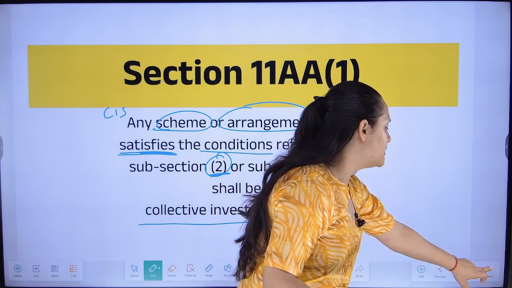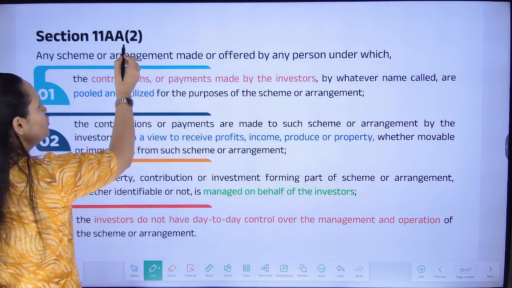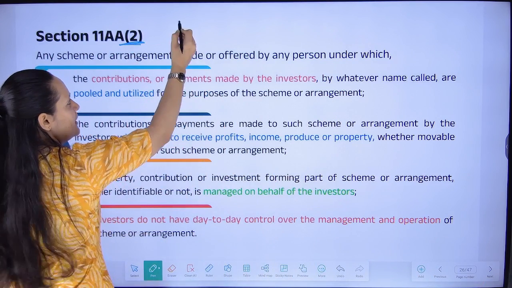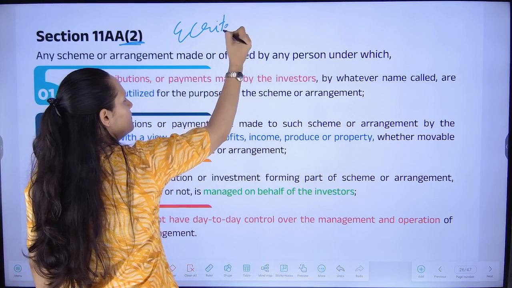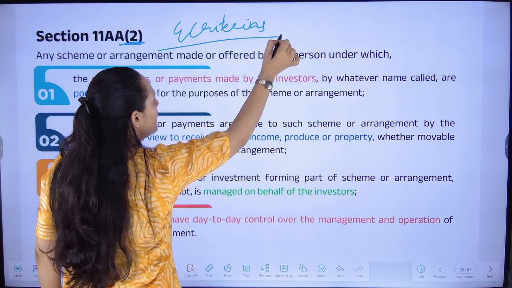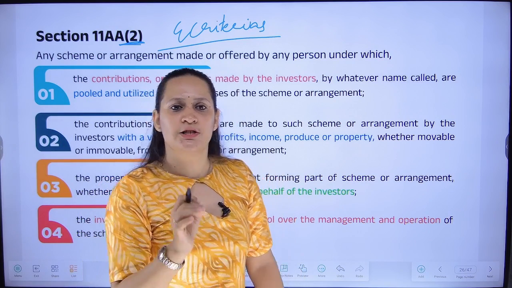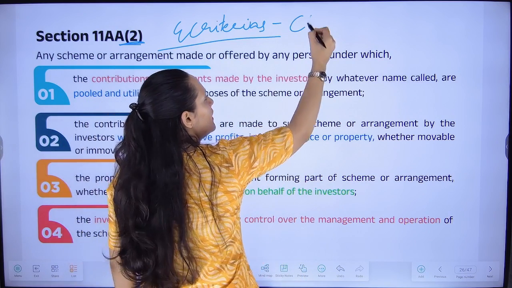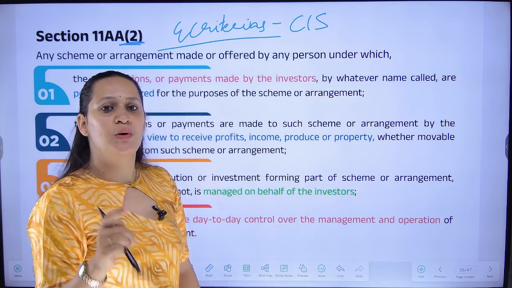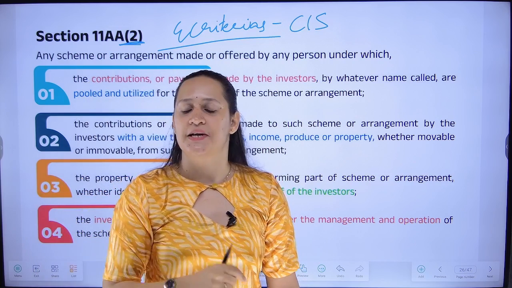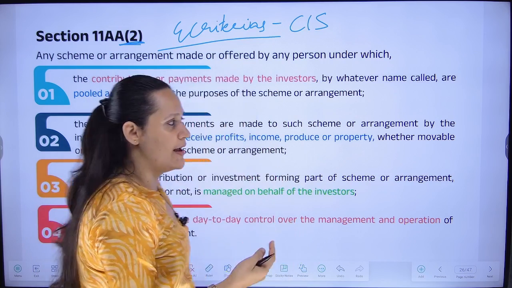So let's see what is subsection 2. Subsection 2 lays down 4 eligibility criteria. If you satisfy these criteria, that means you are going to be a collective investment scheme and you will be regulated under the CIS regulations of 1999.